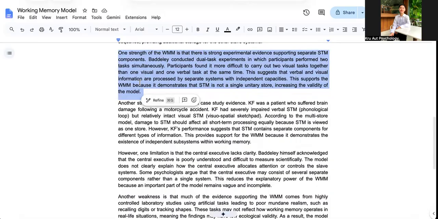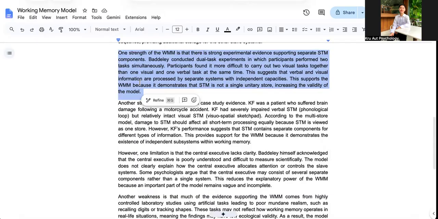So let's look at AO3 now. One strength of the working memory model is that there is strong experimental evidence supporting separate short-term components. It would not always be necessary to say working memory. I use the word short-term memory to make it easier to understand when we revise, when we look at example model answers. But in a real exam, it's pretty much fair enough to use the word short-term memory, but it might be better to stick with the word working memory instead.